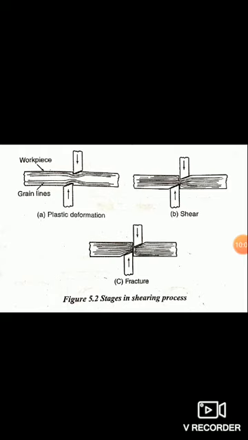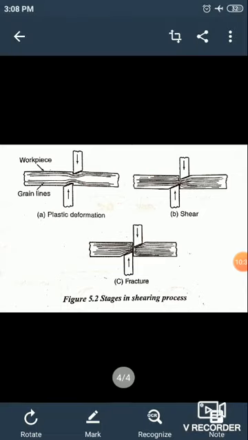Next stage is the shearing. The blade begins to penetrate. After giving the pressure, the blades will go into it. The blade begins to penetrate either side, which produces shear on the workpiece along a vertical line, and work hardening occurs at the center. This is the second stage, called shearing.